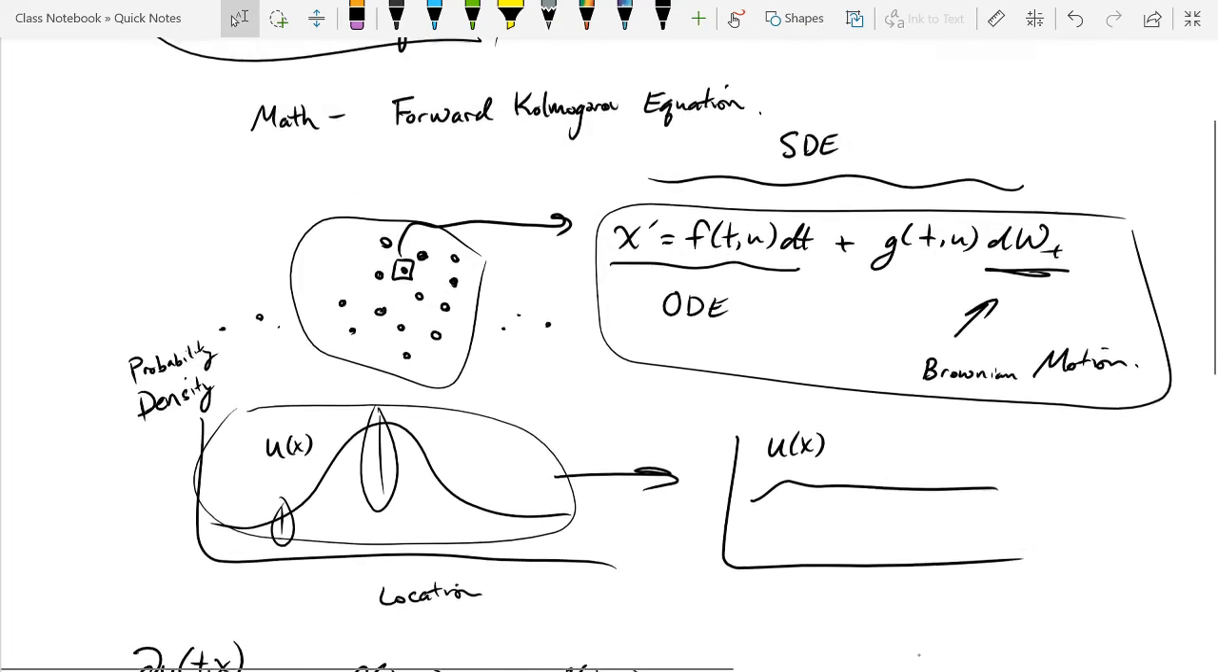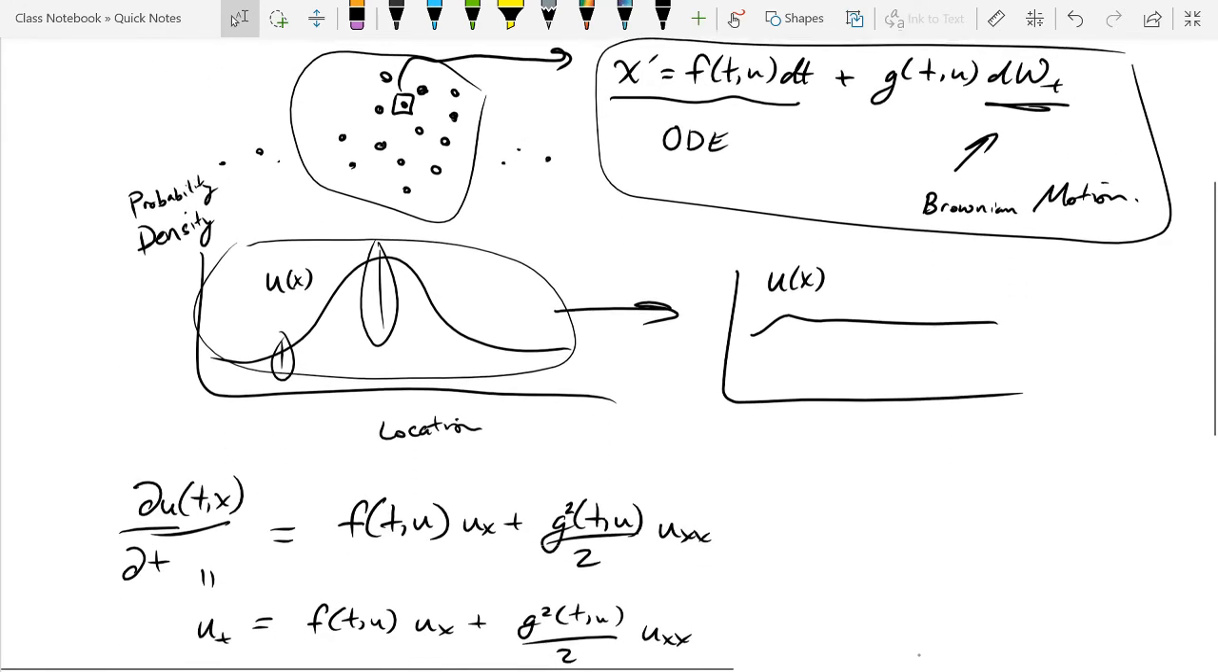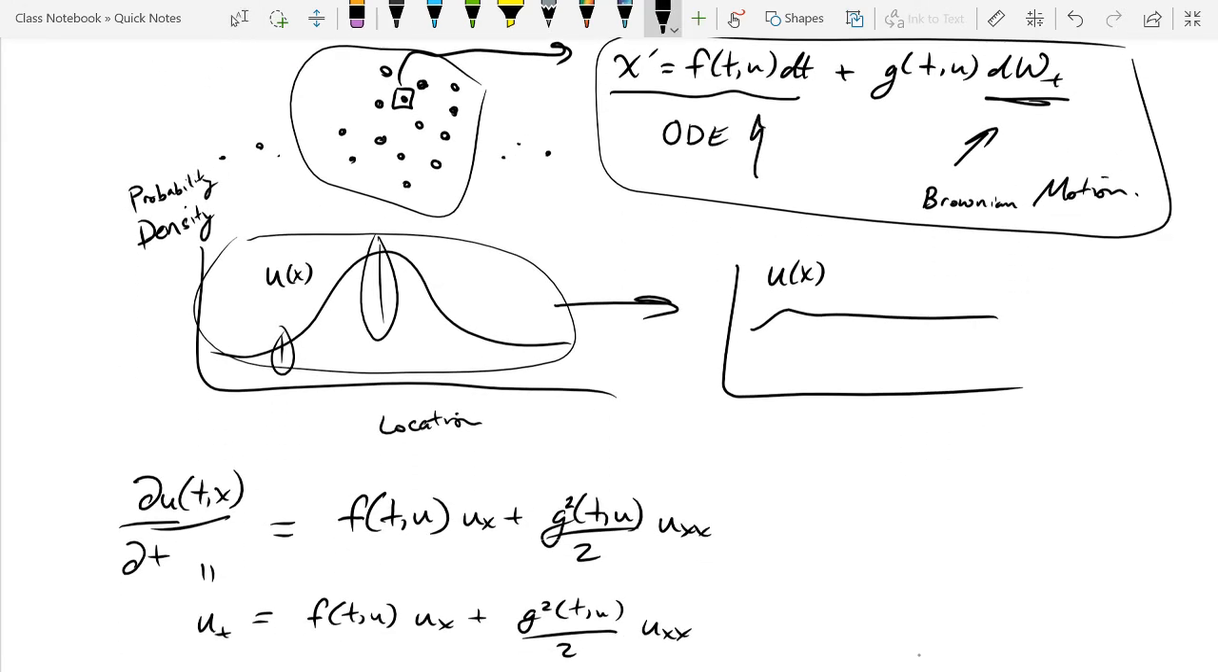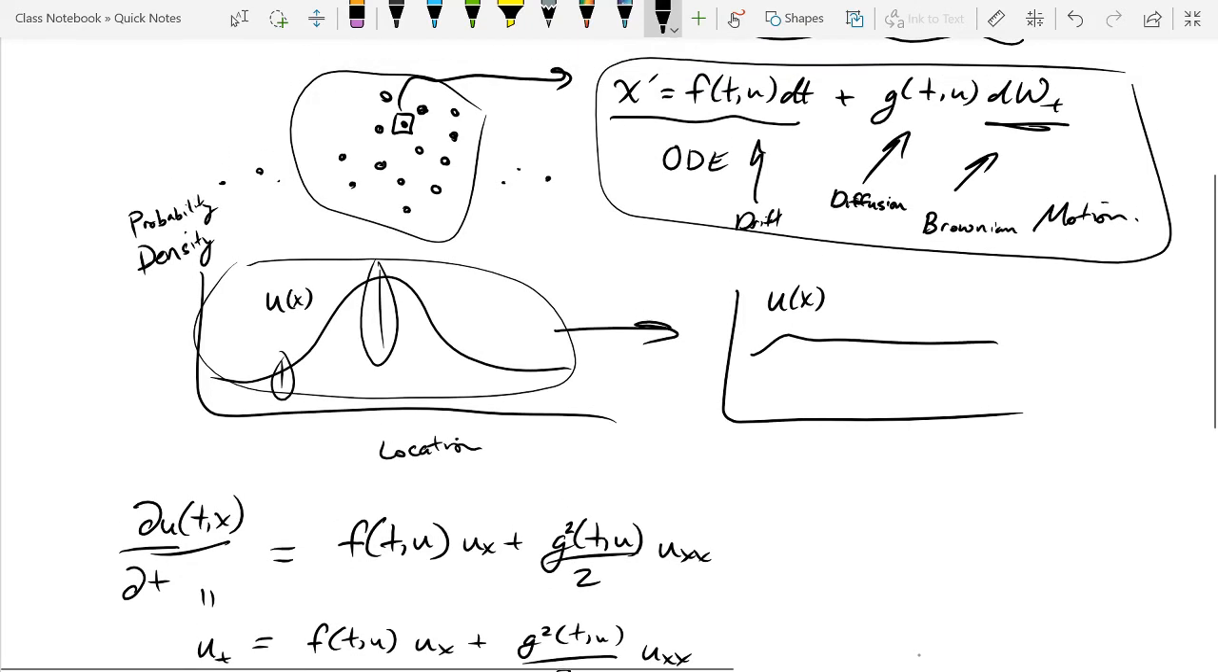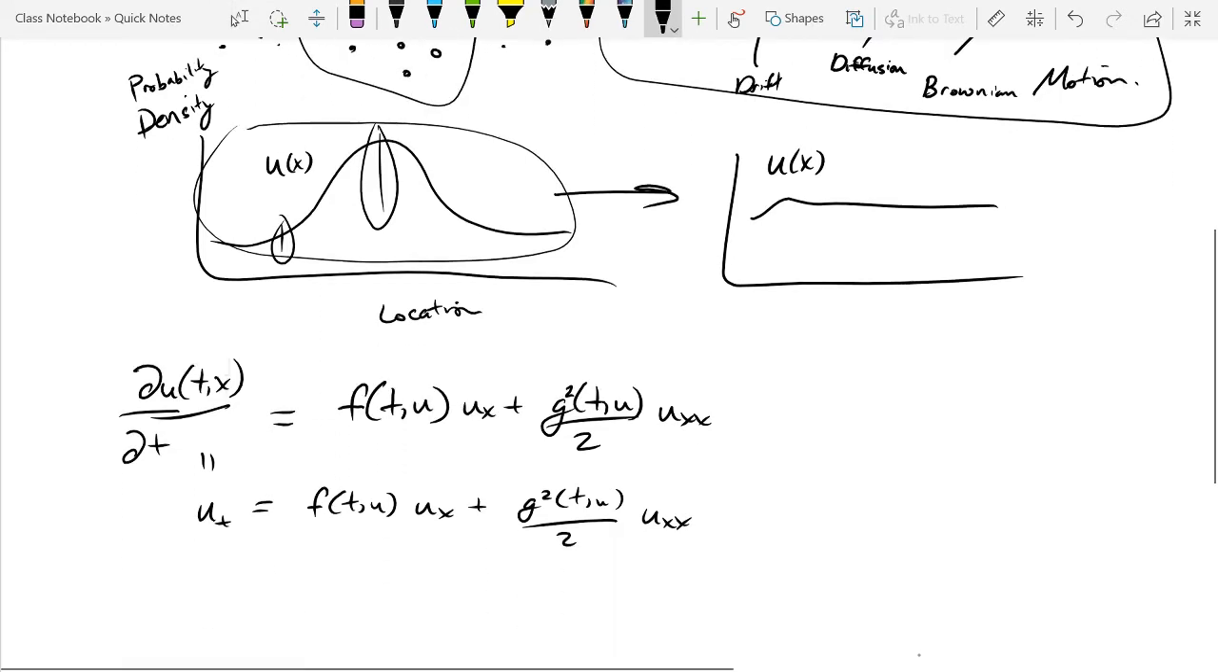Now, remember, this function right here is what we call the drift term. This is the ODE that's associated with the particle, right? So this is like what happens on average or deterministically. Whereas this term right here is called the diffusion term. It's how much randomness we are putting on the ODE. When we turn it from an ODE to an SDE, we put some randomness on it. The f function is the ODE, the g function is the amount of randomness.